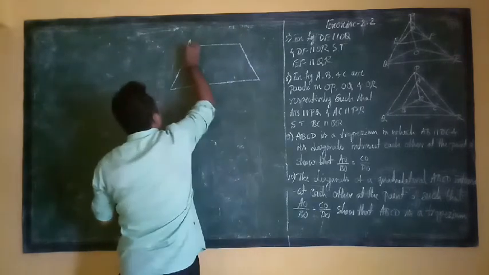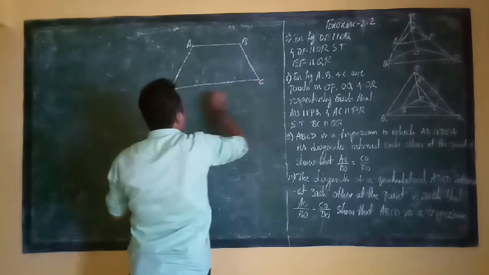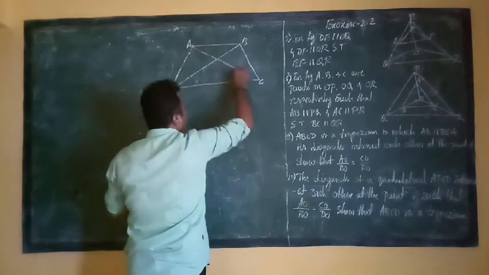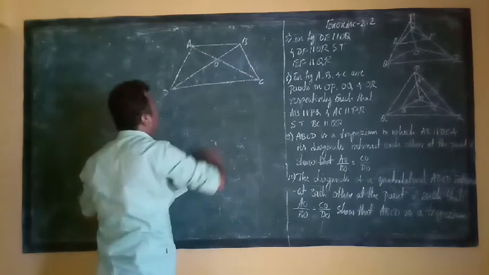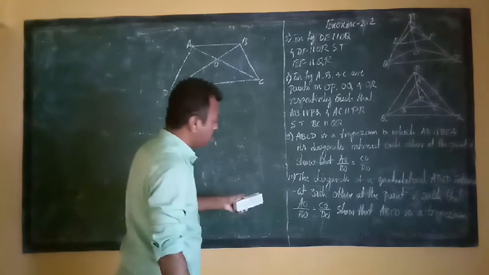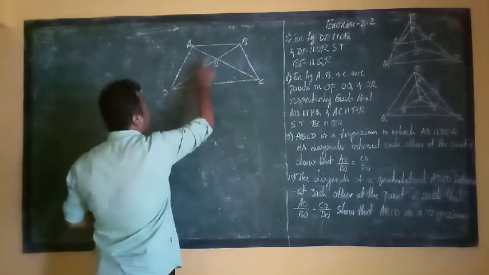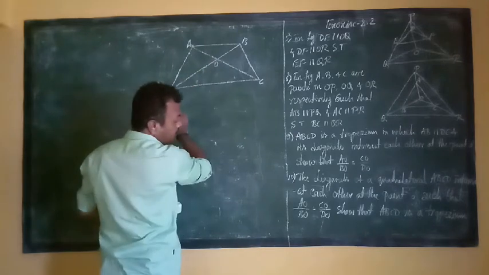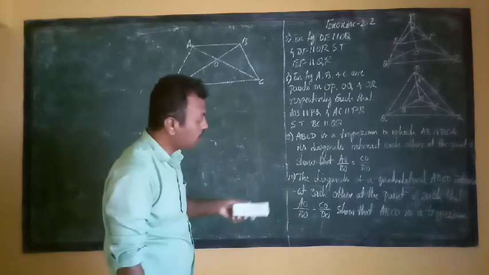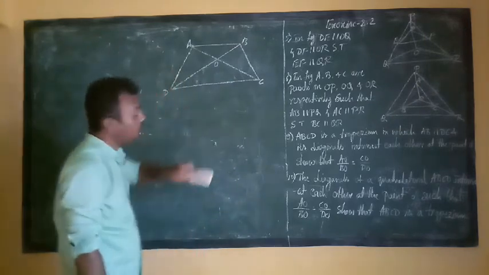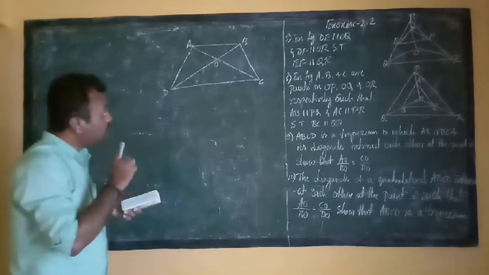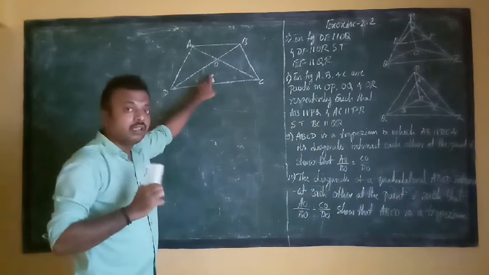Okay. So A, B, C and D. The diagonals intersect each other at the point O such that AO by BO and CO by DO are given already. We have to show that ABCD is a trapezium. First of all, it is one of the quadrilaterals, but we want to prove that this ABCD becomes a trapezium.